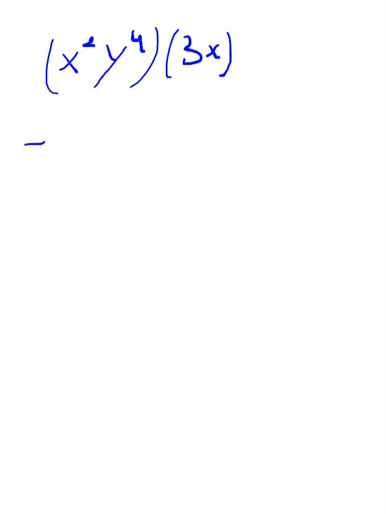All right, so let's do some examples to practice some rules of exponents. We have x squared y to the 4 times 3x, right? Now let's take the parentheses out. Let's get the numbers with numbers, x with x's, and all y's together. So we got 3x squared x times y to the 4th.